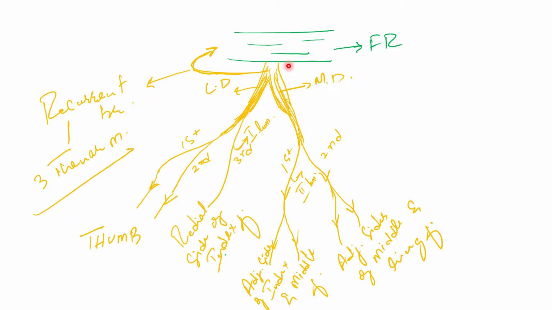On the other hand, the medial division divides into two palmar digital branches. The first supplies the adjacent sides of the index and the middle finger, whereas the second supplies the adjacent sides of the middle and the ring finger. Later, the medial division also gives a branch to the second lumbrical. So this is about the branches of the median nerve in the palm.